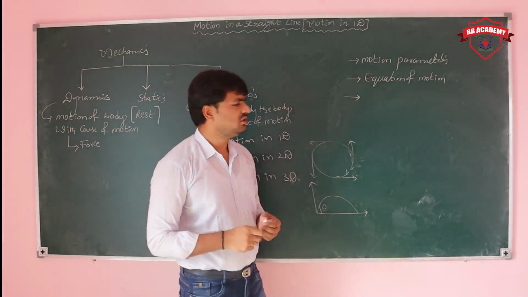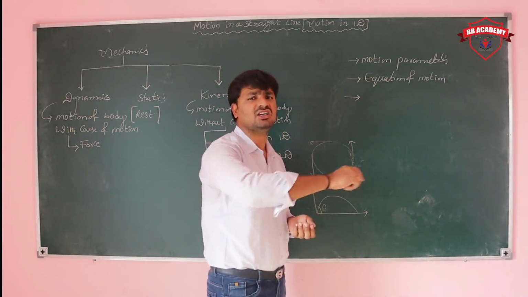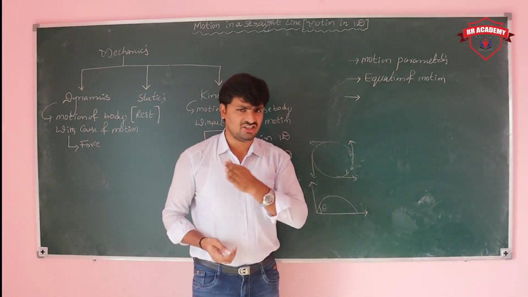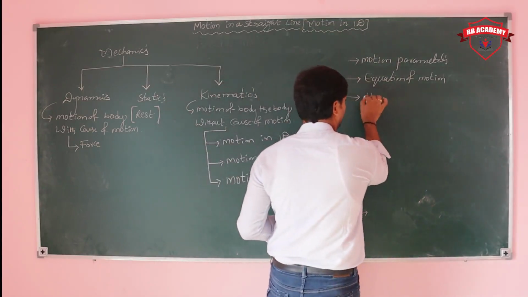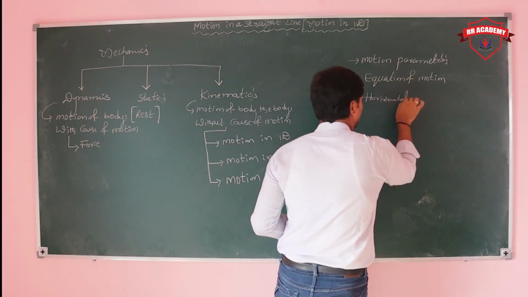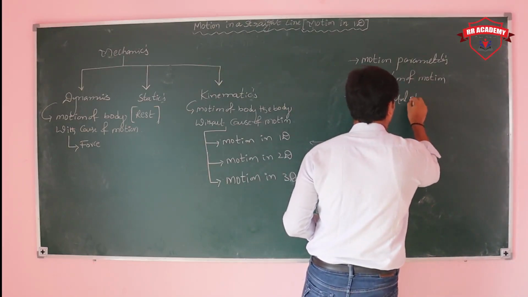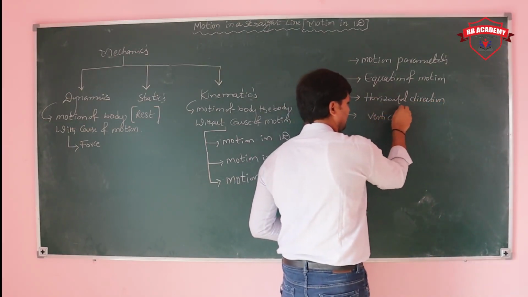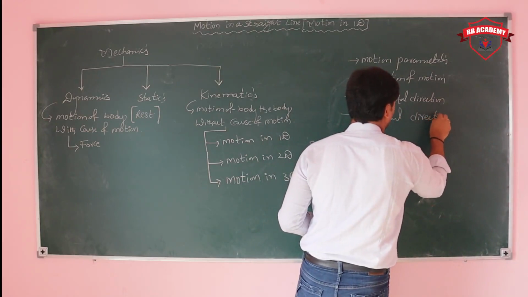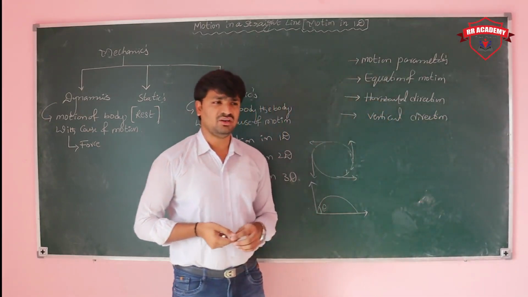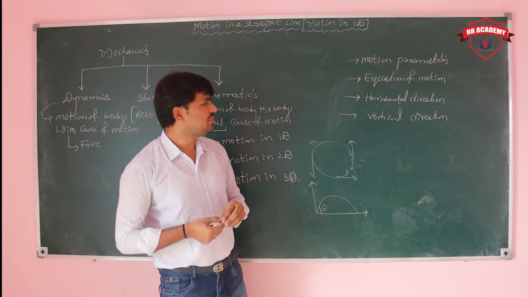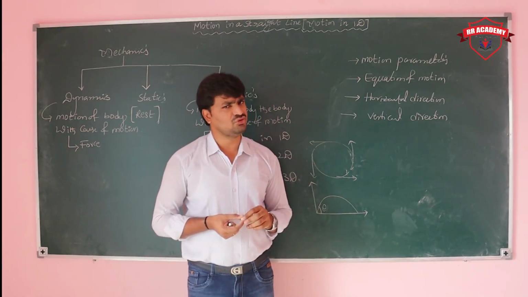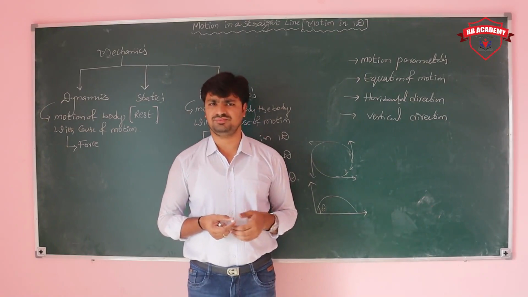And after that, bodies moving in a horizontal line, only one particular direction, the horizontal direction. Then what about the equations of motion and what about the state velocity? That is the motion parameters. That's what we do in the horizontal direction. Next, the vertical direction. So this is the total set of parts we are going to discuss in the 1D topic: motion parameters, equations of motion, horizontal direction and vertical direction. And we'll discuss them one after another.